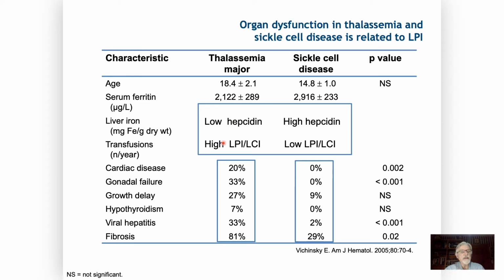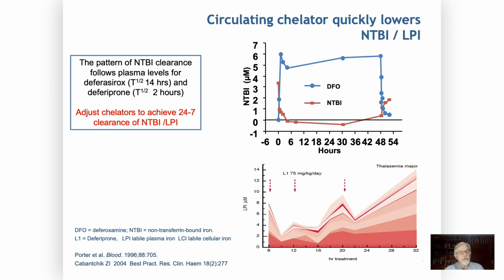Why is that? It's because thalassemia patients have high ferrous iron, high labile plasma iron, and sickle cell patients do not because of their very active bone marrow activity. So again, the organ damage is related to marrow activity in the presence of these toxic species.